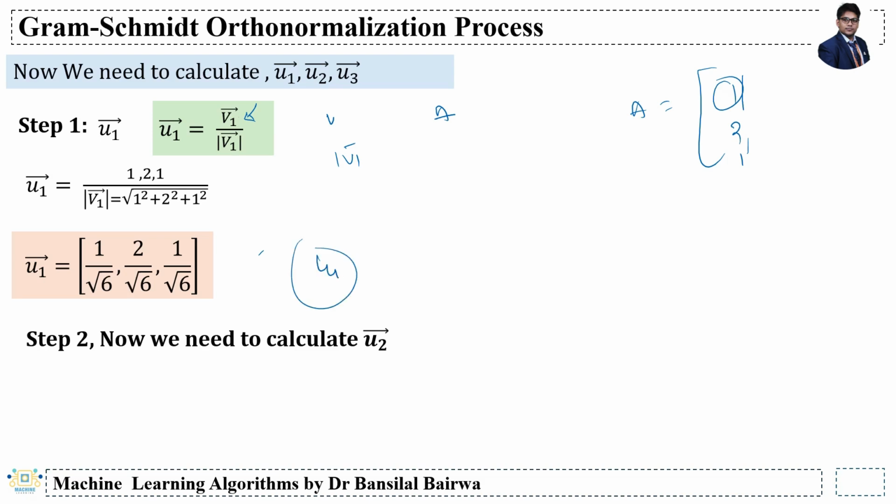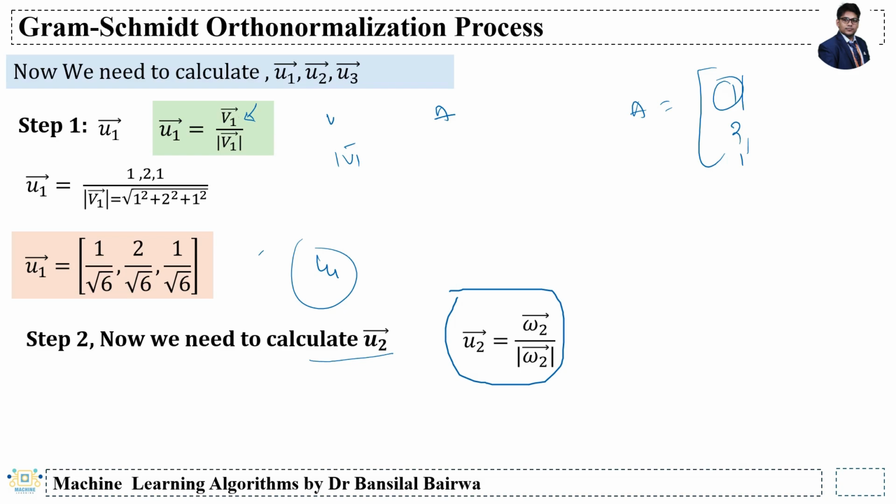Now step 2 is that we need to calculate u2, right? You remember this formula again. We have to calculate u2, and that is the formula I have mentioned here. u2 will be the vector omega 2 divided by the modulus of omega 2, right? So that is the formula for u2.